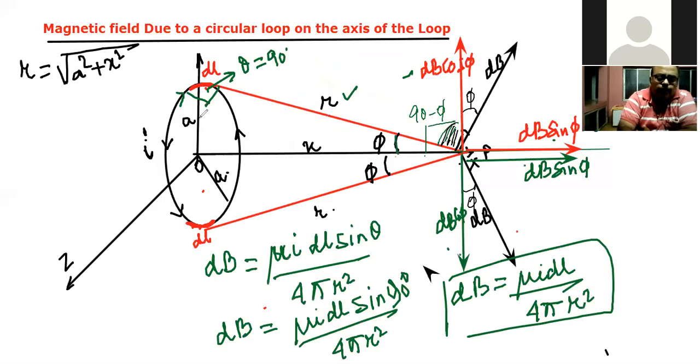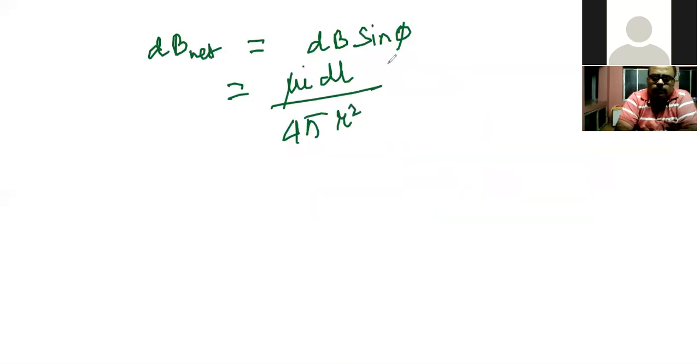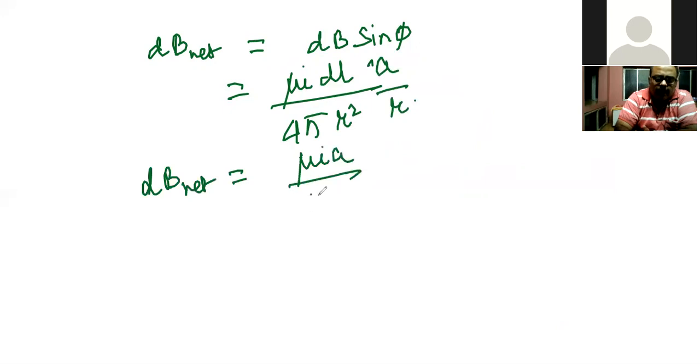Sin phi is equal to perpendicular, that is A by R. So let me write it over here also. So sin phi will be equal to A upon R. Therefore your dB net will be equal to mu I A by 4 pi R cube dl.